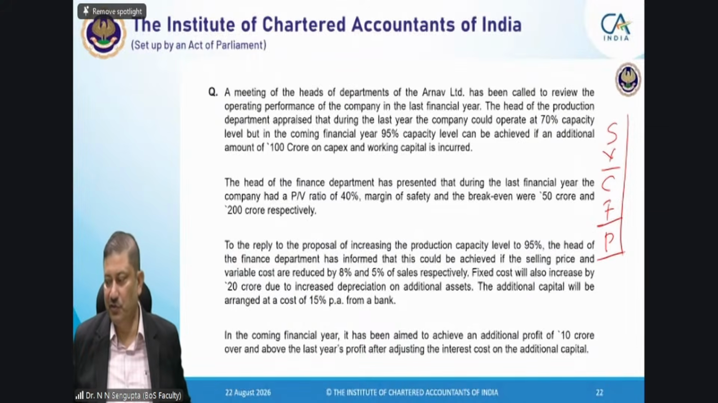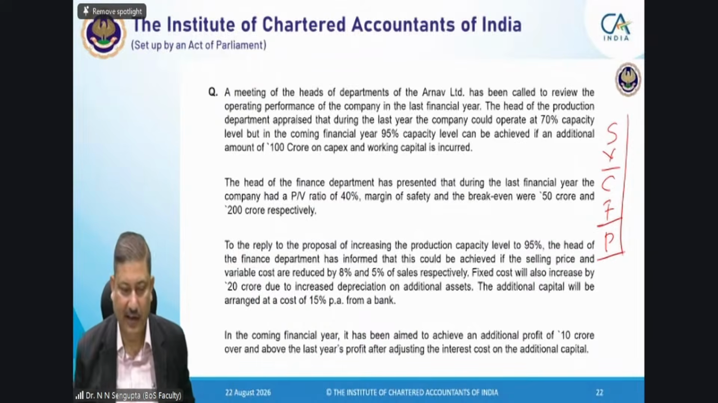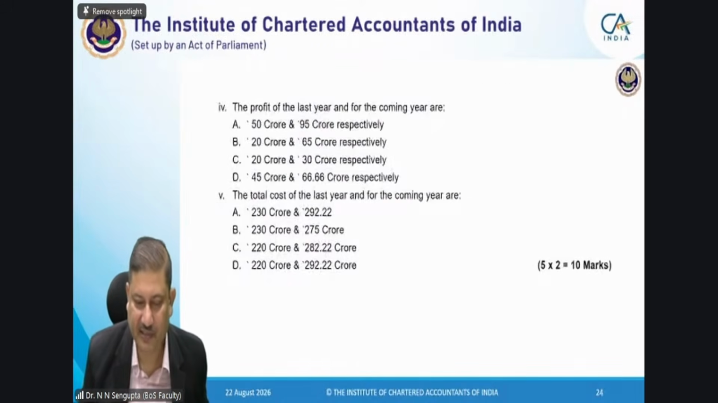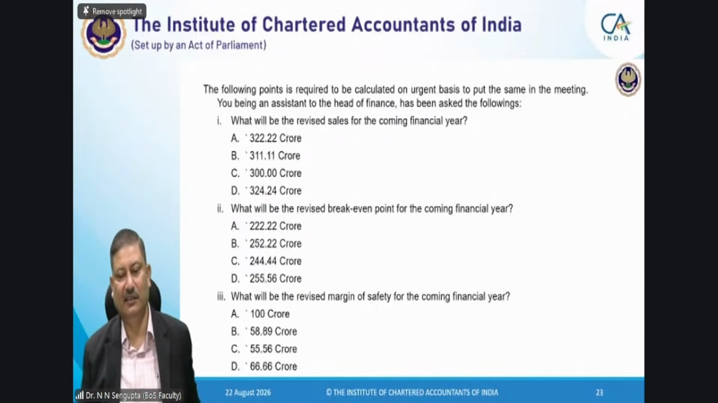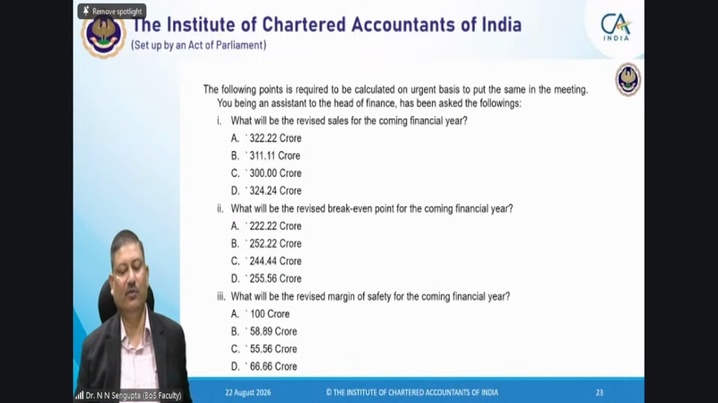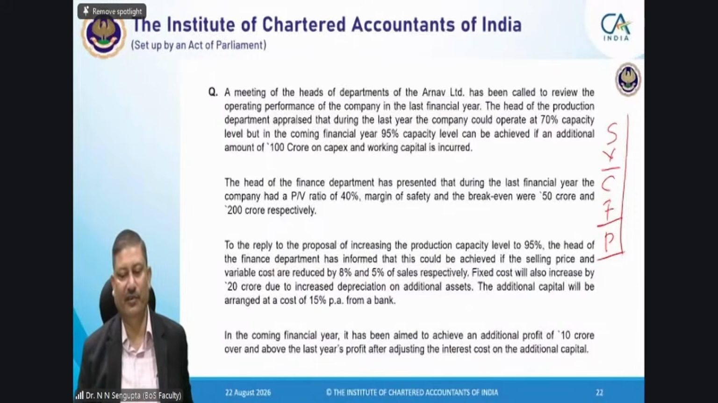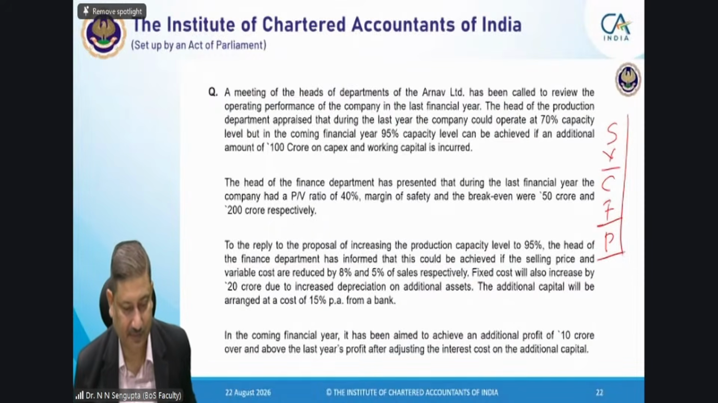Can you go through these questions for 1 or 2 minutes? Then I'll go through again line by line, and we'll solve from the very beginning to the end. I can show you the question. These are the various options, and we need to calculate the revised sales, the revised break-even point, the revised margin of safety (MOS), a revised profit, and the total cost of the last year and the coming year. So both calculations we need to show. But anyhow, first of all, go through the concept, go through the questions.